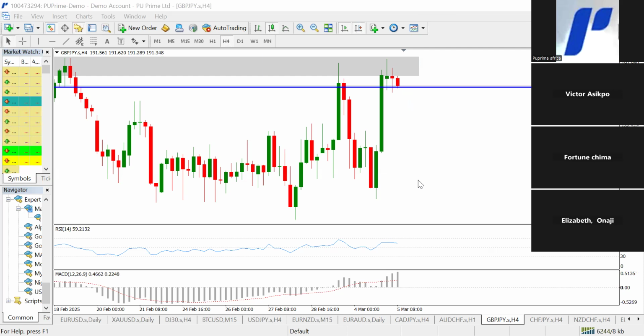GBP USD. I've already analyzed GBP CAD. We are bearish on GBP CAD. GBP CHF is not clear at the moment.